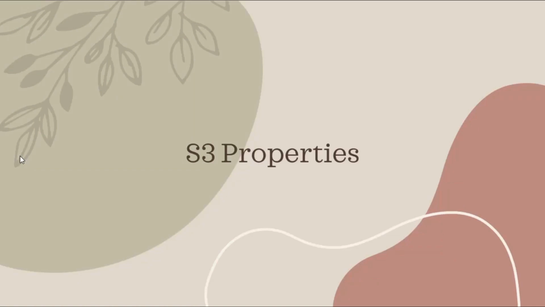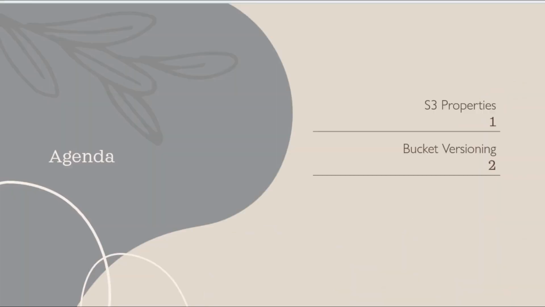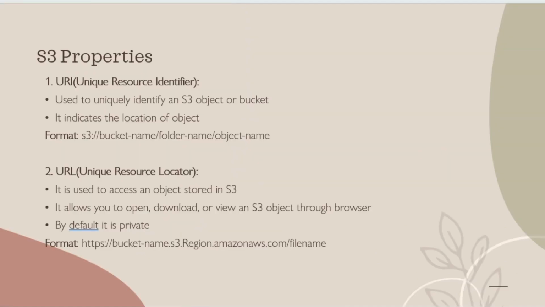S3 properties. In this video, we are going to see the properties in S3 and bucket versioning. The first property is URI. URI means Unique Resource Identifier. It is the standard format which is used to uniquely identify the object which we stored in the bucket, and it helps to identify the location of the object present inside the S3 bucket.